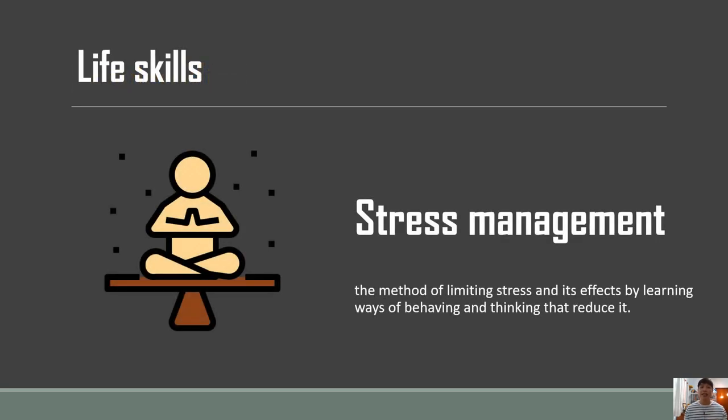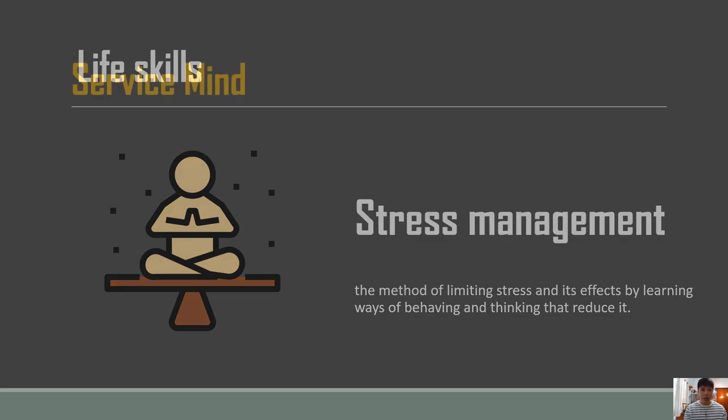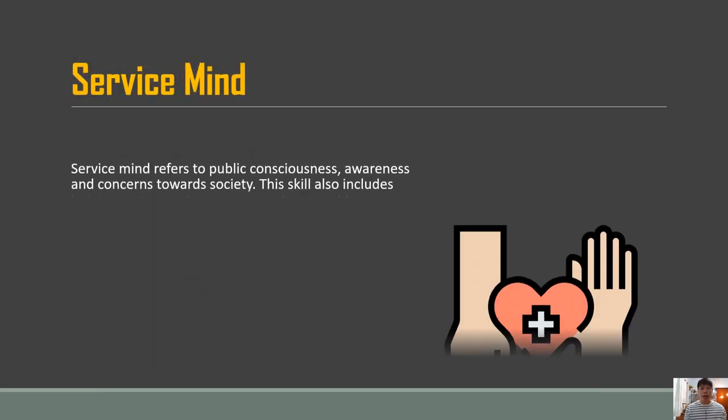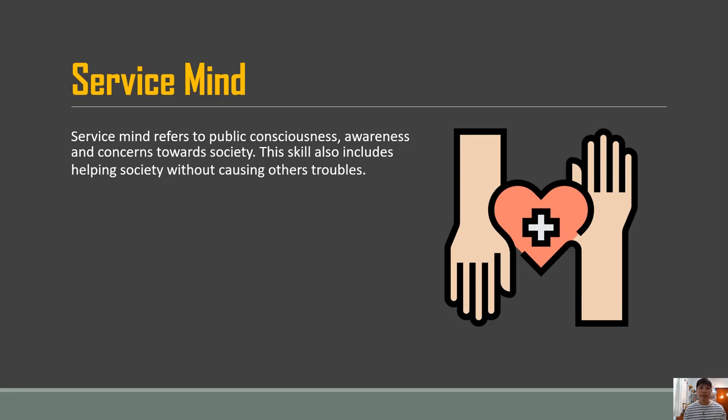And those are the things that are considered as the 10 skills for life skills. This is the third identity of CMRU. Next one, I'm gonna talk about service mind. The word service mind means public consciousness, awareness, and concerns towards society. Okay, so let me simplify the meaning of service mind for you.